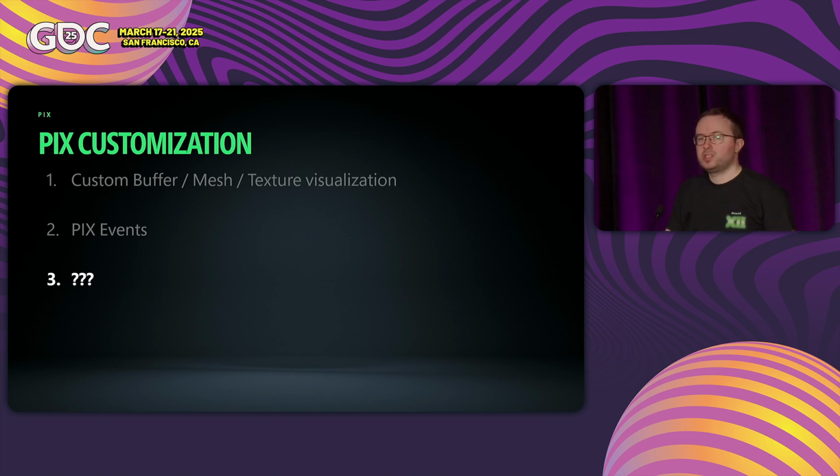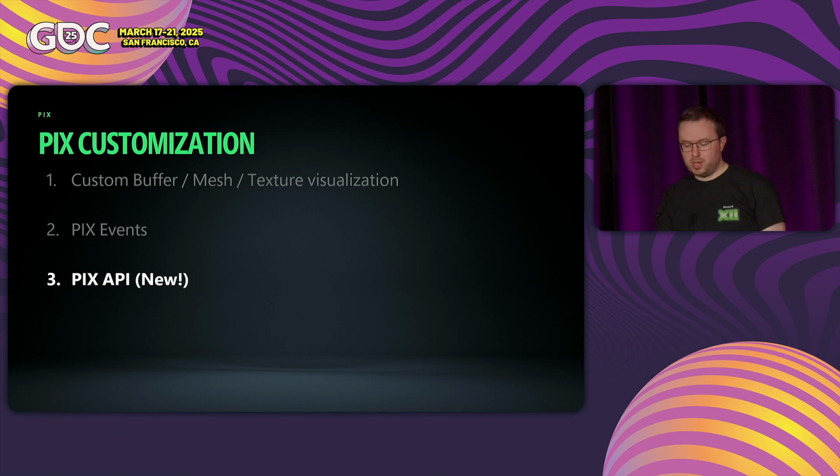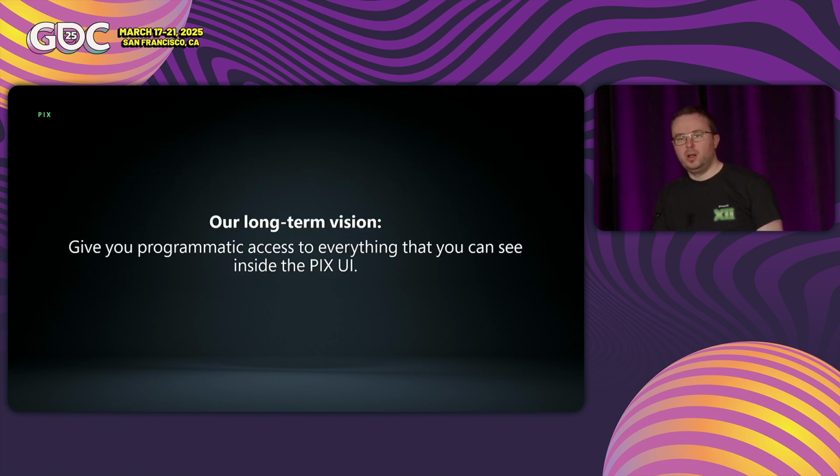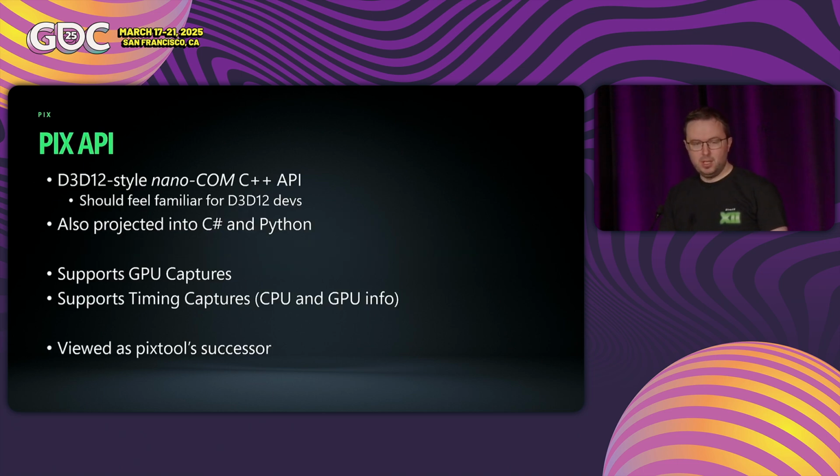So that's 2 ways in which PIX is increasingly able to be customized by you, the developer. But there is a third one that we're announcing today, and that's the PIX API. It is our vision, and this will be delivered over time, for there to be a PIX API upon which PIX is built that allows you programmatic access to anything that a PIX capture can currently display to you in the UI today. This PIX API should look familiar to anyone who's used D3D12. It's just a nanocom C++ API. And since we imagine this is going to be used in tooling quite a bit, we've projected that API to C# and Python as well.